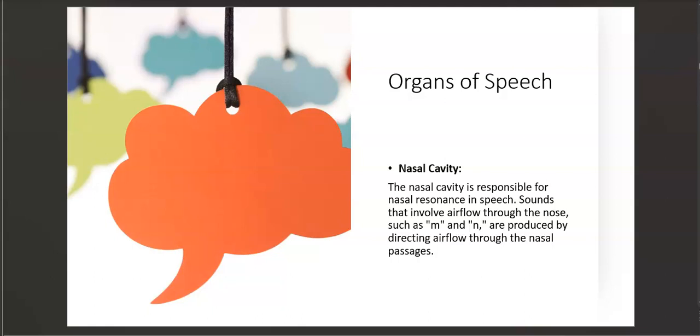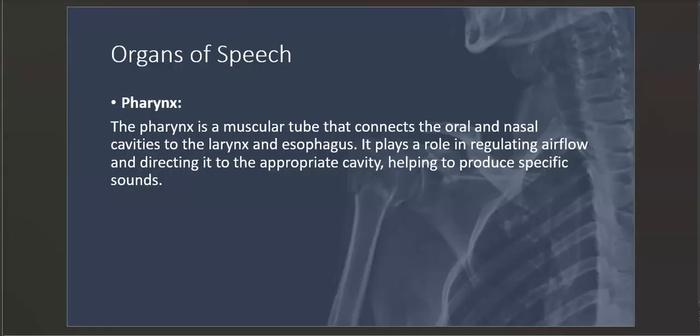Another one is the pharynx, which the speaker calls the phonetics. It is a muscular tube that connects the oral and the nasal cavity to the larynx and the esophagus. It plays a role in regulating airflow and directing it to the appropriate cavity, helping produce specific sounds. This tube connects the oral and the nasal cavity. The oral cavity, we talked about the lips, the mouth, the teeth, the hard and soft palate, while the nasal cavity, we talked about the nose. So there's a tube that connects these two to the larynx and the esophagus.